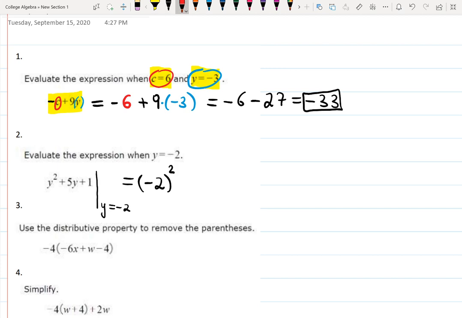Why did the squared show up? Because of this squared over here. Input was squared, so I keep reading. My input is negative 2. And that's how I should keep saying that. So I will keep saying it out loud. Input is negative 2, and my function rule is input squared plus 5 times input plus 1. Then it becomes negative 2 squared plus 5 times input. Input is negative 2 plus 1.